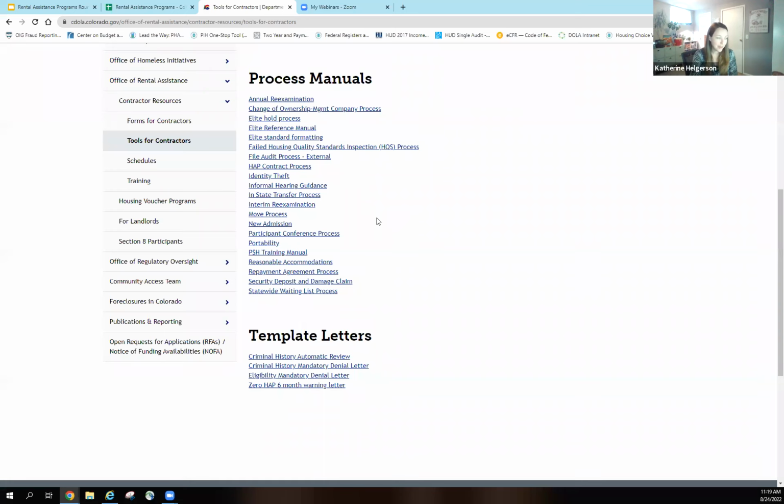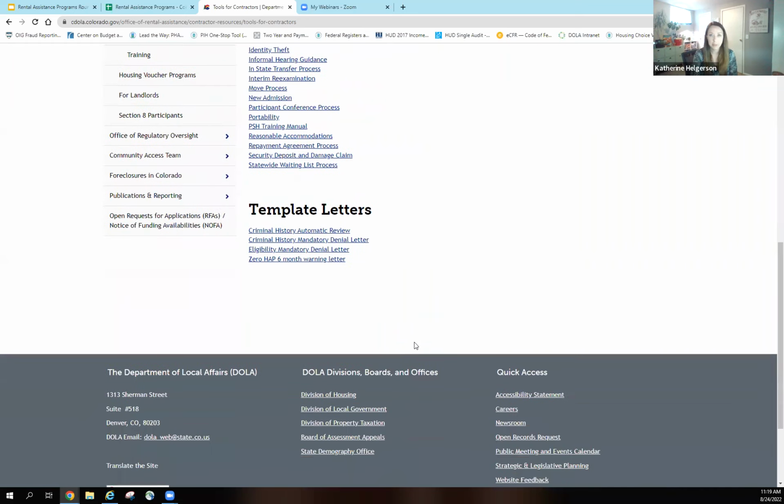And then another very exciting section that's being built up is our template letters. We have a lot of different templates on how to let someone know that they didn't pass the criminal background check that we ran, or they are at 0 HAP and we want to give them a heads up that in 6 months they're going to be successfully exited from the program.